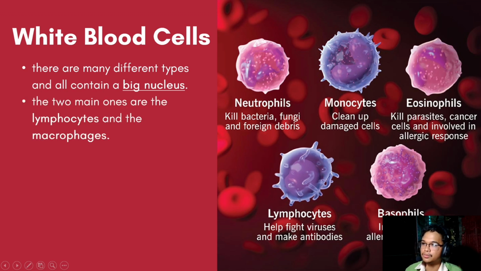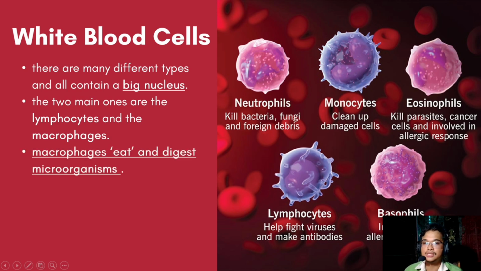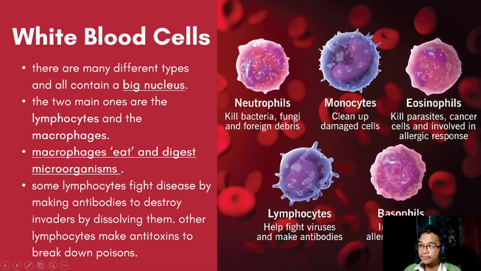So there are only two main ones that we're going to be discussing: the lymphocytes and the macrophages. Macrophages eat and digest microorganisms, while some lymphocytes fight disease by making antibodies to destroy invaders by dissolving them. Other lymphocytes make antitoxins to break down poisons. So they're specialized in either destroying invaders or breaking down poisons. So they protect our body.